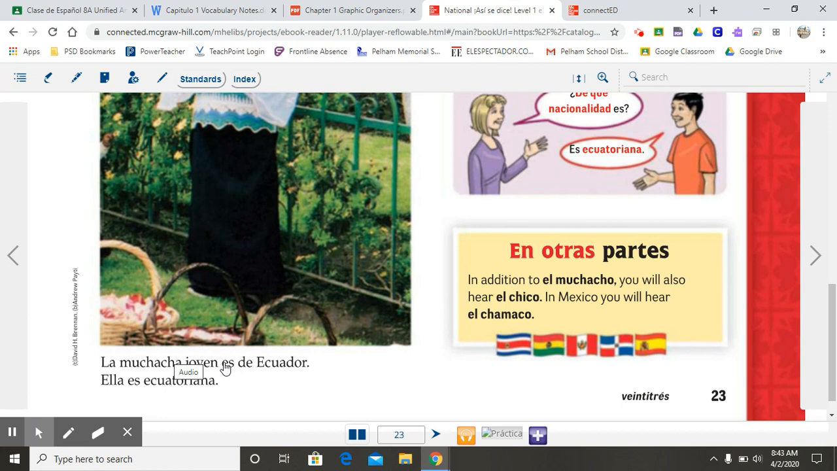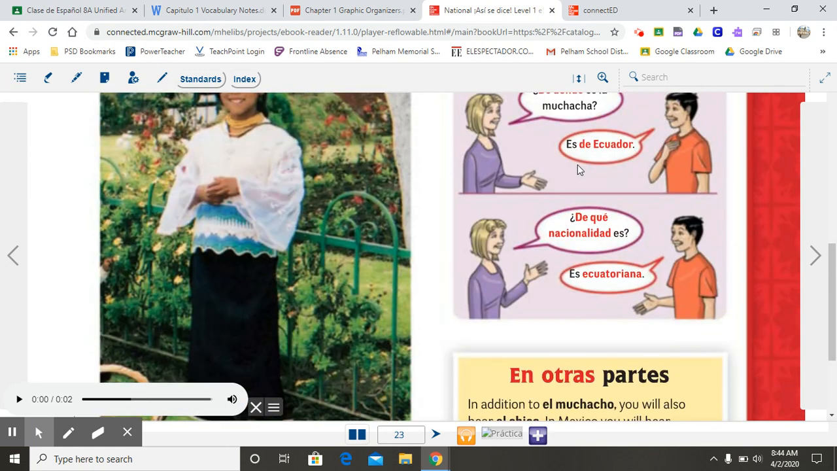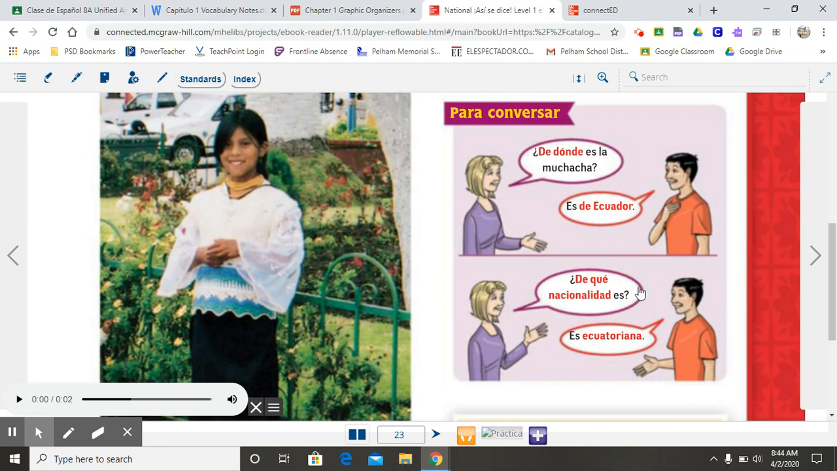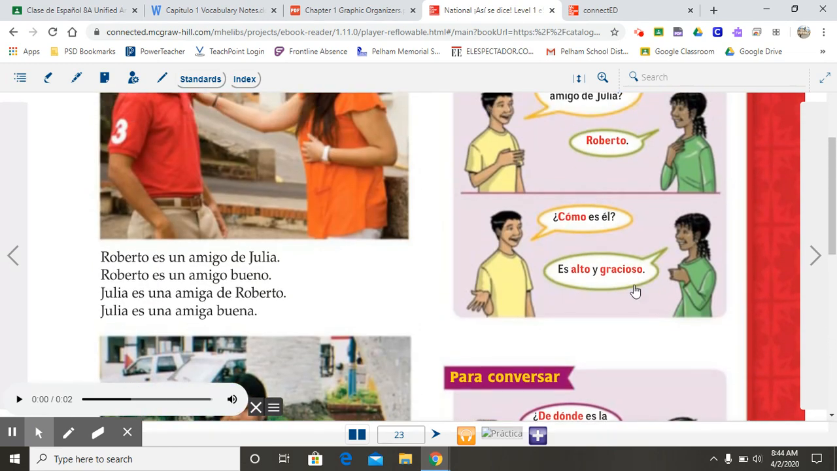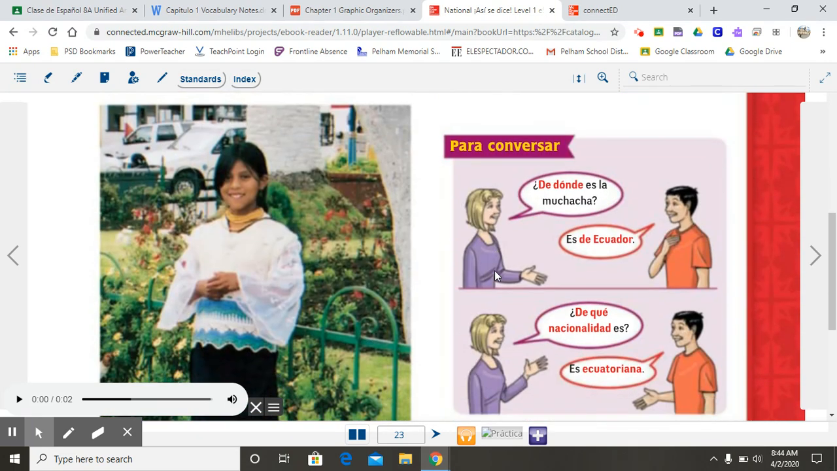La muchacha joven es de Ecuador. I'm going to go a little slower. Ready? La muchacha joven es de Ecuador. Ella es ecuatoriana. Ella es ecuatoriana. So the young girl is from Ecuador and she's Ecuadorian. This word right here, ella, means she. And this word, él, where'd it go? Oops. Él means he. It's going to come up later in the chapters.